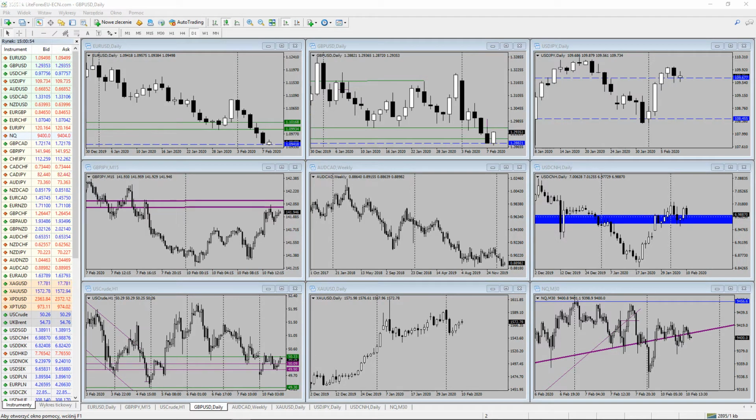Very light calendar. We are not moving, to be honest with you. The only fireworks seen during the European session were related to the pound dollar, pound yen. So that's where we are going to start. Without further delay, let's jump straight to the pound chart.